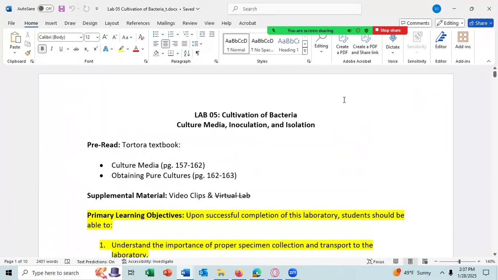Lab 5, cultivation of bacteria, culture media, inoculation, and isolation. There are only a few pages to read in the textbook before you do this lab, so please read about culture media on page 157 to 162 and obtaining a pure culture on page 162 to 163. There are some video clips in today's lab.